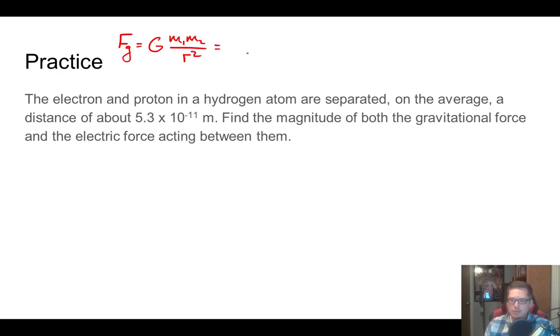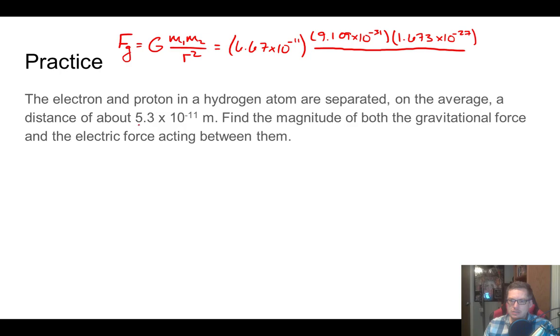Now big G was 6.67 times 10 to the minus 11th. m1 would be the mass of an electron or proton, it doesn't matter. In the previous video, we established what those are. You can just Google them. I have them pulled up here. The mass of an electron is, and make sure it's in kilograms, 9.109 times 10 to the minus 31st. And then the mass of a proton would be the other mass, 1.673 times 10 to the minus 27th. And then that's over r squared, and it tells us the distance between those is this value here.